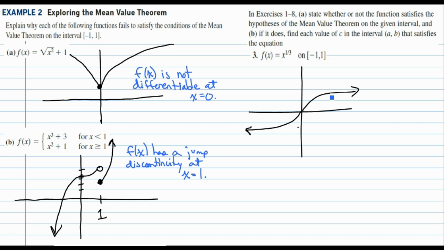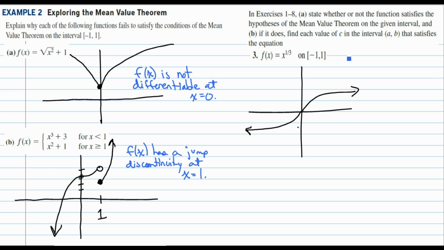Now try problem number 3. It says state whether or not the function satisfies the hypothesis of the mean value theorem on the given interval, and then if it does, find each value of c in the interval a to b that satisfies the equation. Okay, so let's first state whether or not the function satisfies the hypothesis of the mean value theorem. Do you see any reason between -1 and 1 where f of x equals x to the 1/3, or the cube root of x, would not satisfy the mean value theorem?